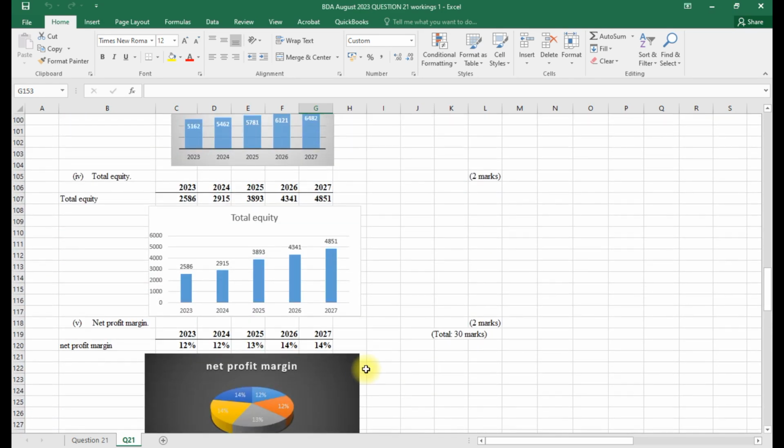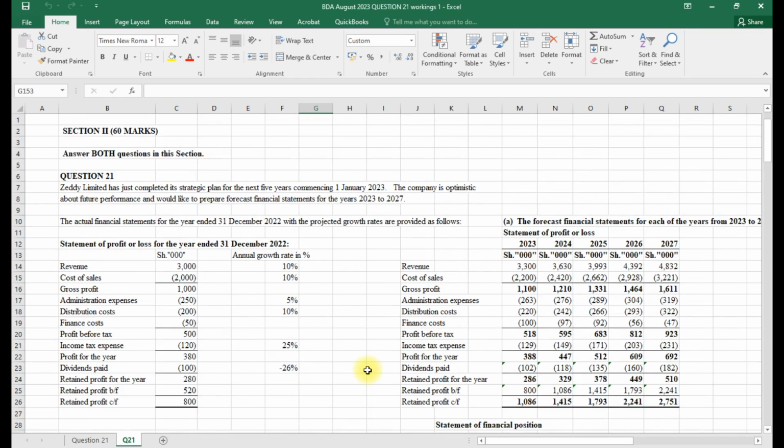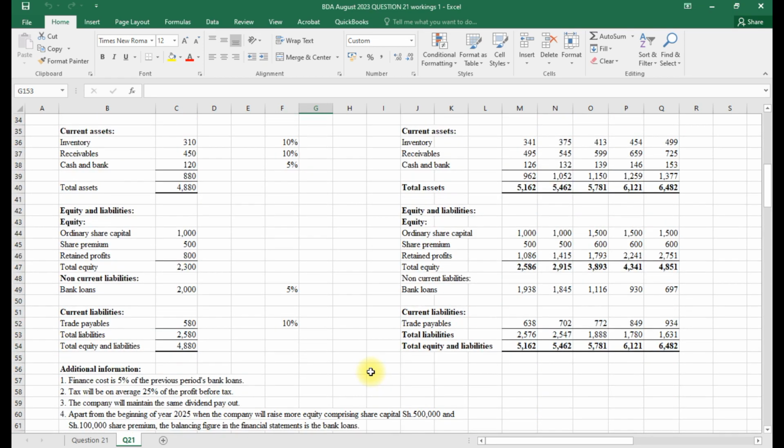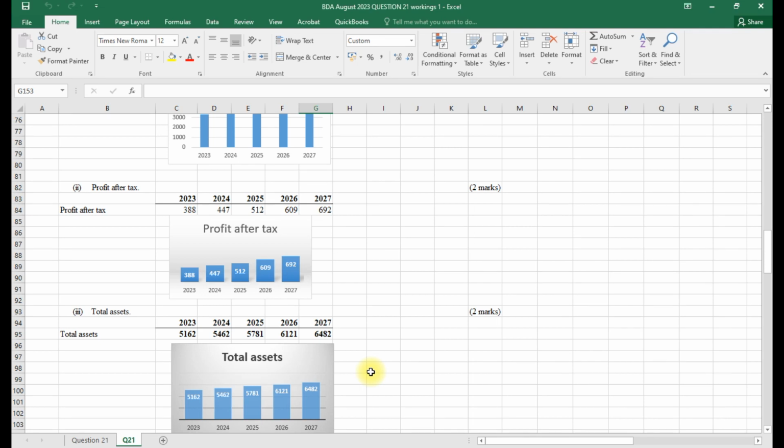So remember, ensure to be saving with Control S, so that in case of power outage, you will still be able to recover your work up to the point that already you had done it. So that's all for this question number 21.